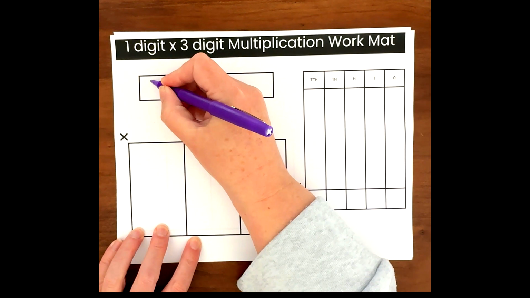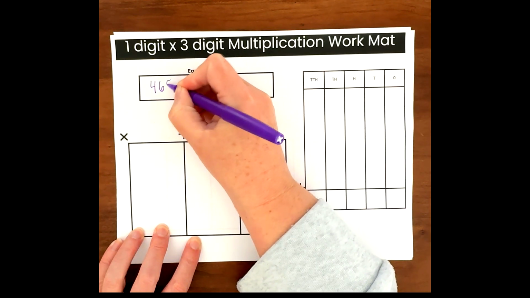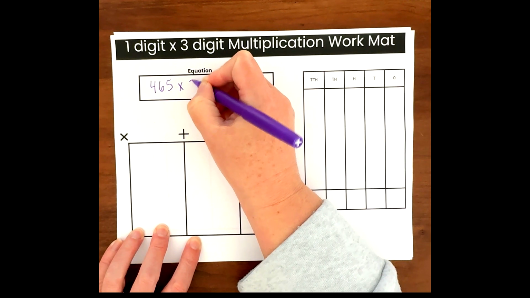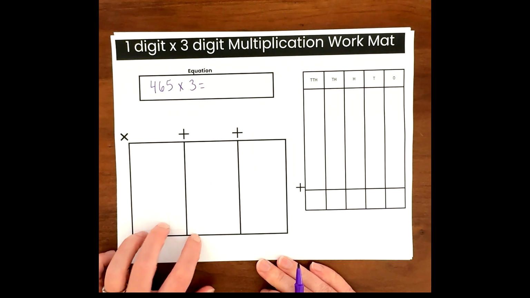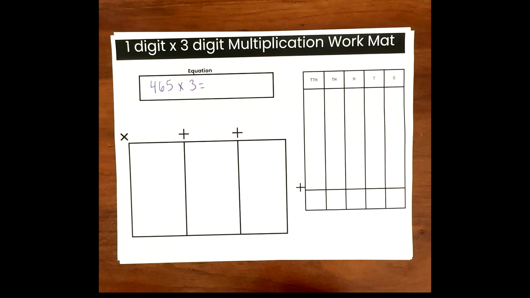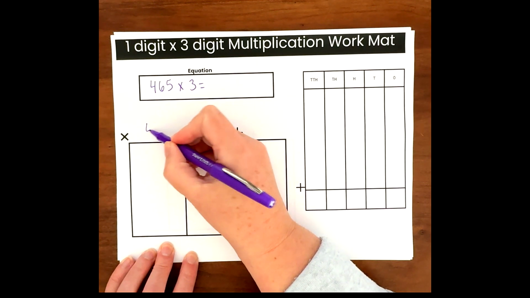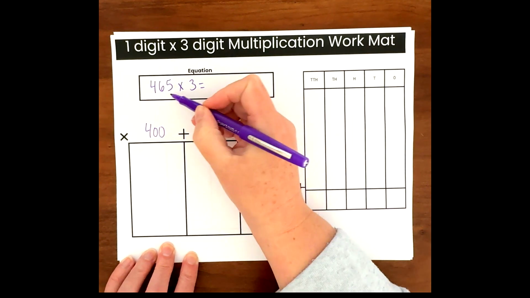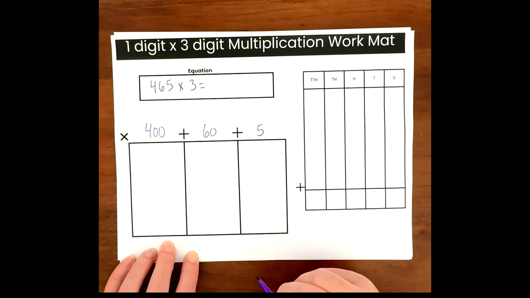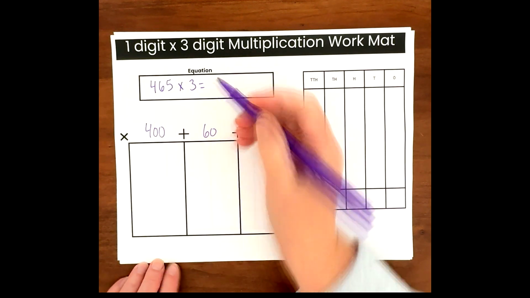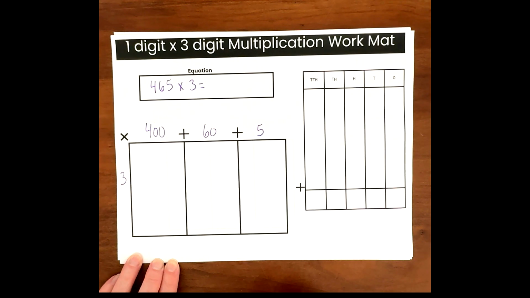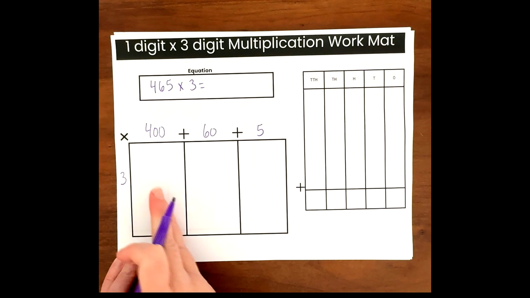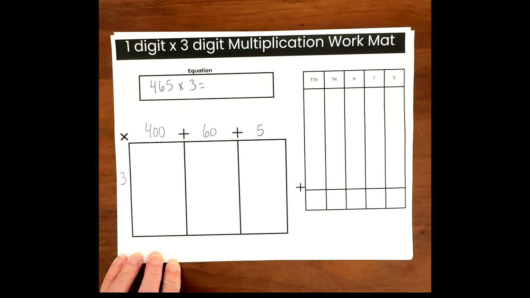So if I were to do that, let's do 465 times 3. Same thing. First, we're going to find the value of each digit in each place. 4 in the hundreds place, the value is 400. 6 in the tens place is 60. 5 in the ones place is 5. We're multiplying by 3. 3 in the ones place, the value is 3. Once we have that, we're going to build our equations in each of our boxes for our area model.